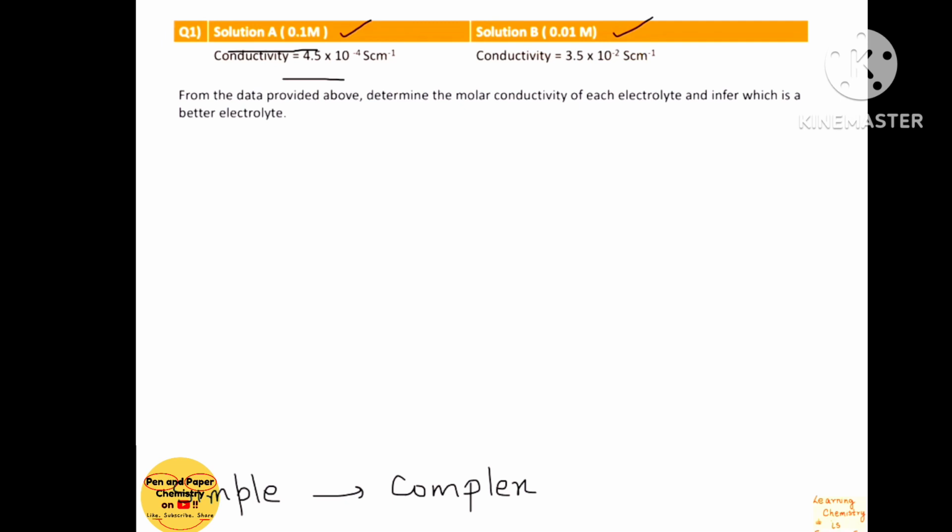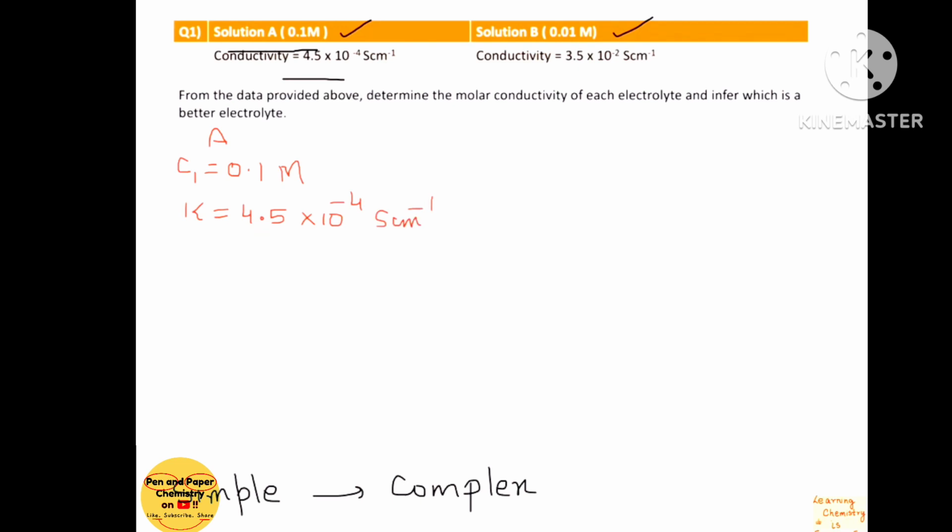So let us first write down these values into the language that we know, right? So we have solution A, concentration is 0.1 molar. This is the data that I can derive. Conductivity is kappa, 4.5 into 10 to the power minus 4 Siemens per centimeter. So it's already been taken care of.